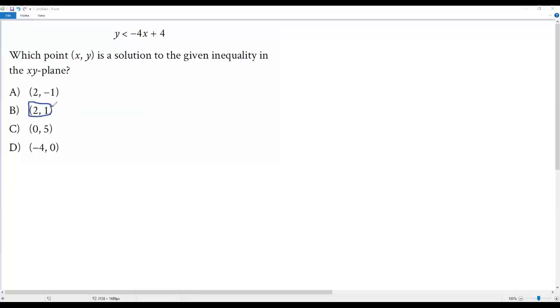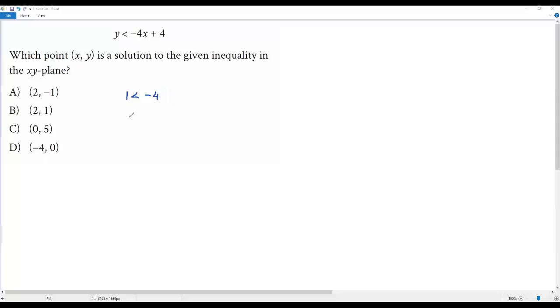Now we can try option B. We have to plug in the point 2 comma 1 into the inequality. So I plug in 1 for y and 2 for x. 1 less than negative 8 plus 4, 1 less than negative 4. Again, it's false because 1 is greater than negative 4, but here the result says 1 is less than negative 4. This is false. So option B is incorrect.